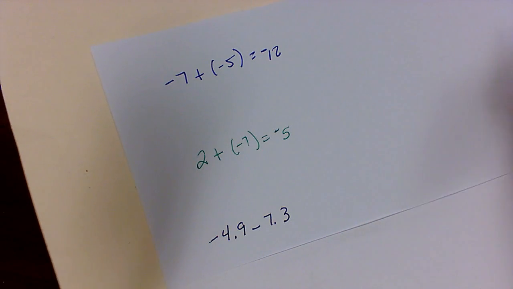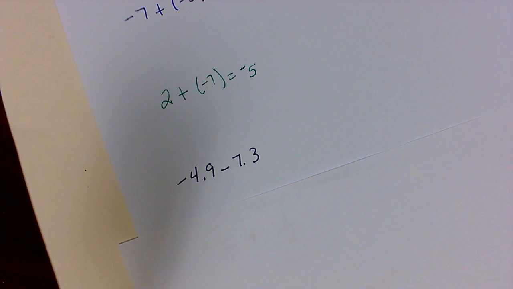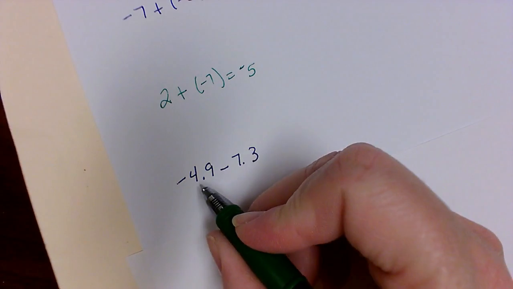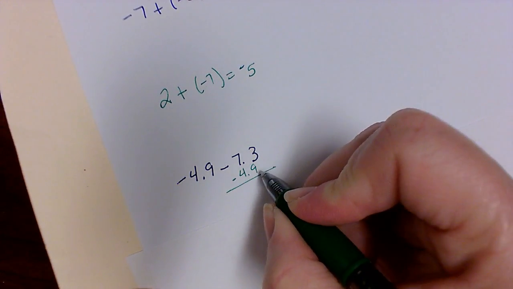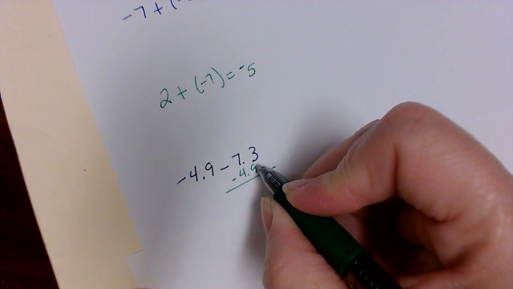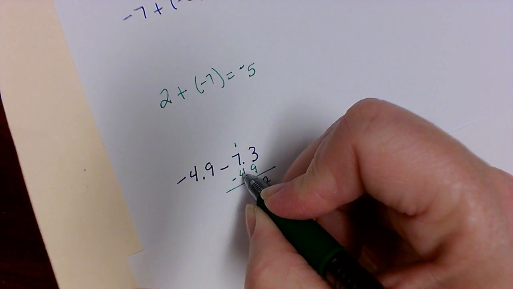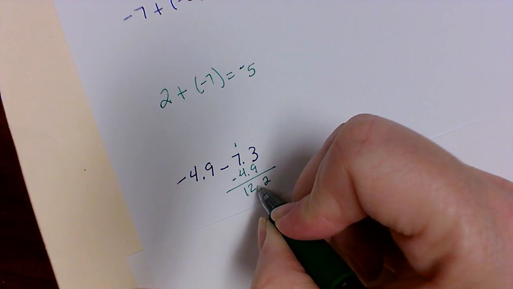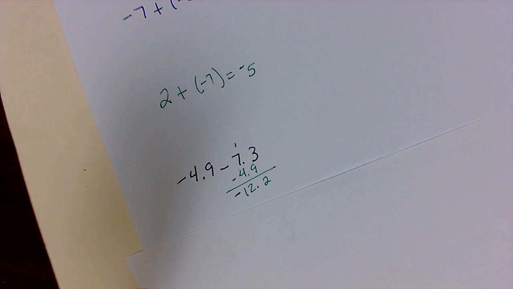On the next problem, we are looking at -4.9 minus 7.3. So these are the same signs. We're going to add them, and they are decimals. So what I usually do is bring this one down below it, and 9 plus 3 is going to get us 12. Carry your 1, 7, 8, 9, 10, 11, 12. So 12.2, remember they were both negative, so you're going to keep your negative sign.